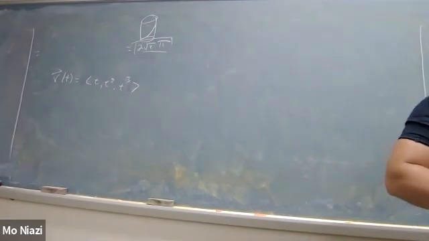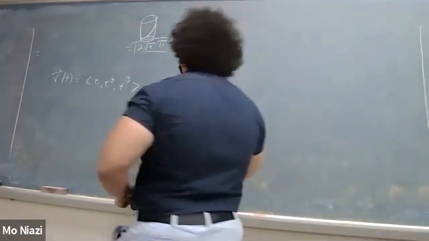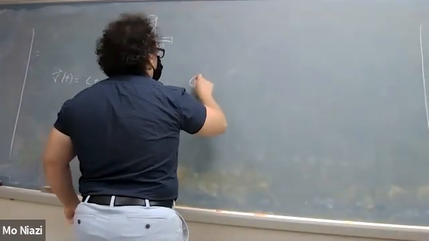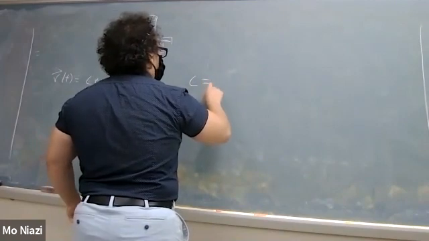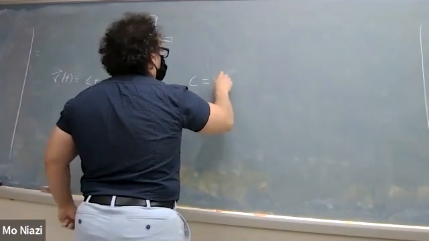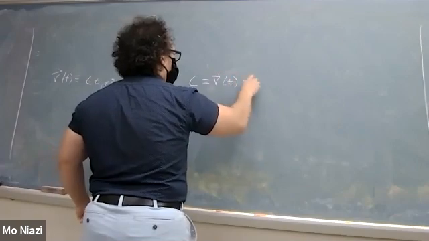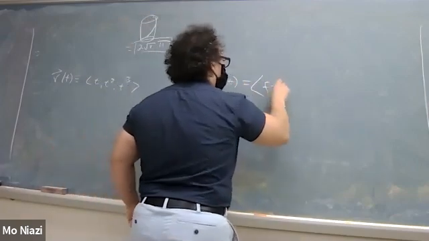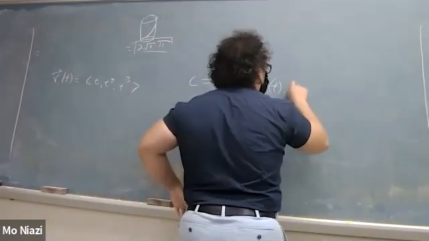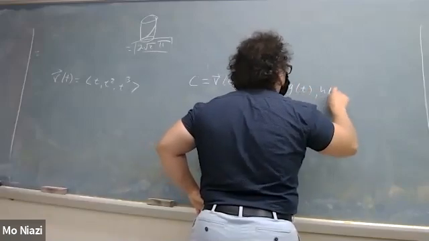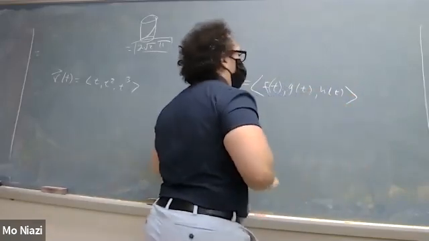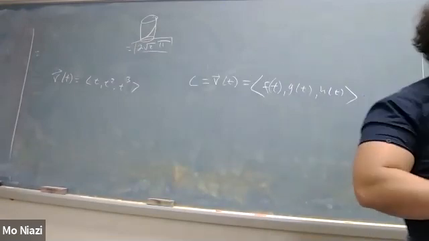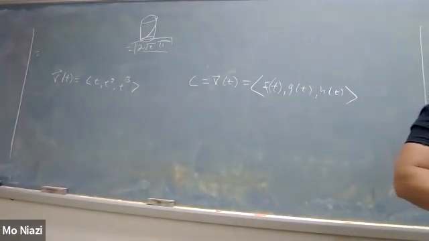Now let's say we have some arbitrary curve C. C is some arbitrary curve, and it is parameterized like so, by these continuous real-valued functions f, g, and h.